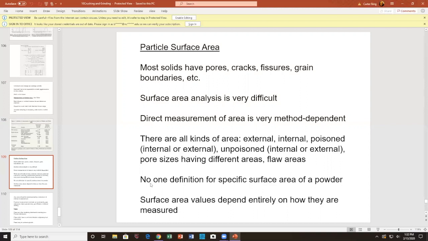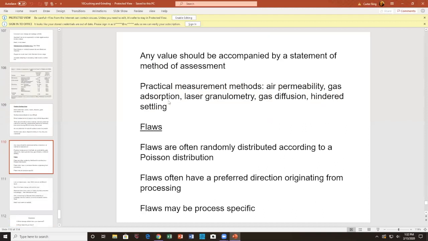If you're dealing with surface area measurements, then you really only have relative surface area measurements, depending entirely on how they're measured. There's no one definition. Any value should be accompanied by a statement of the method of assessment. Practical measures include air permeability, gas absorption, various things.